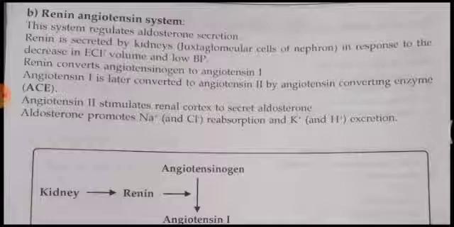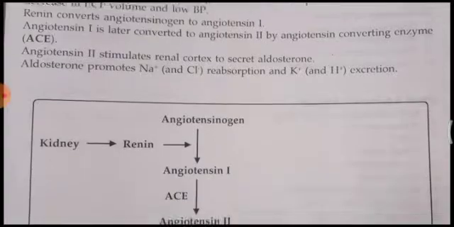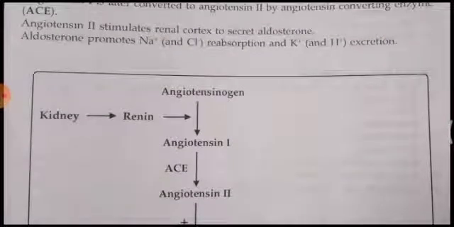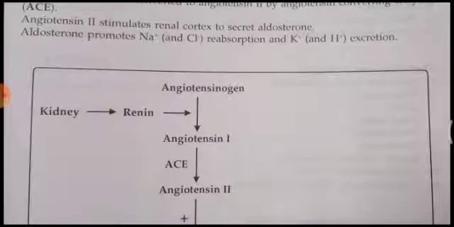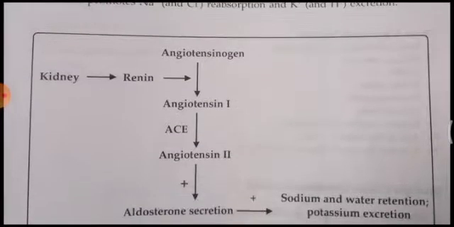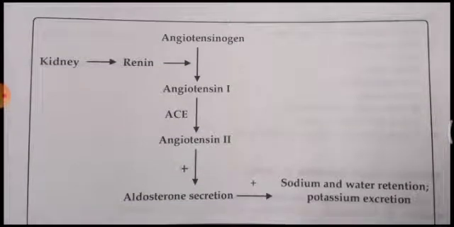Renin converts angiotensinogen to angiotensin 1, and angiotensin 1 is later converted to angiotensin 2 by angiotensin converting enzyme. You can see this in this flow chart. The angiotensin 2 at the end is going to stimulate the adrenal cortex to secrete aldosterone, and that aldosterone in turn is going to promote the sodium and chloride reabsorption as just discussed before in the aldosterone function.